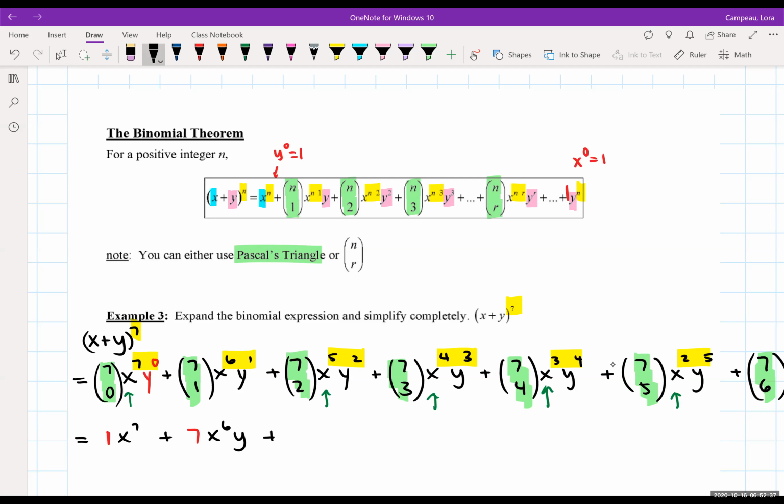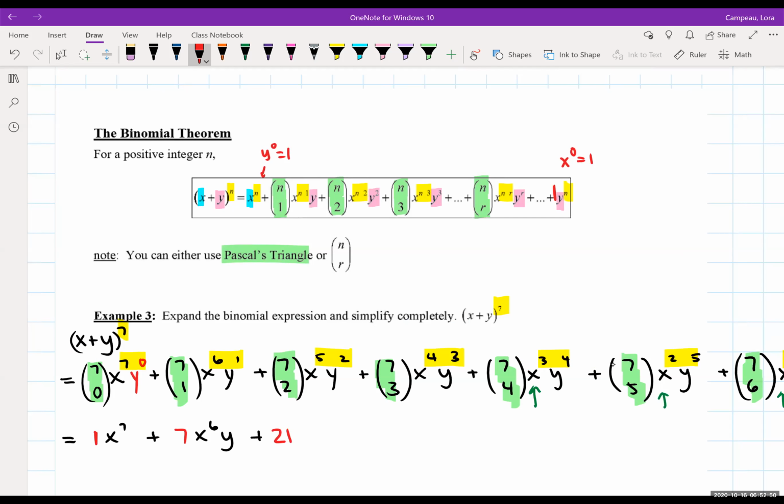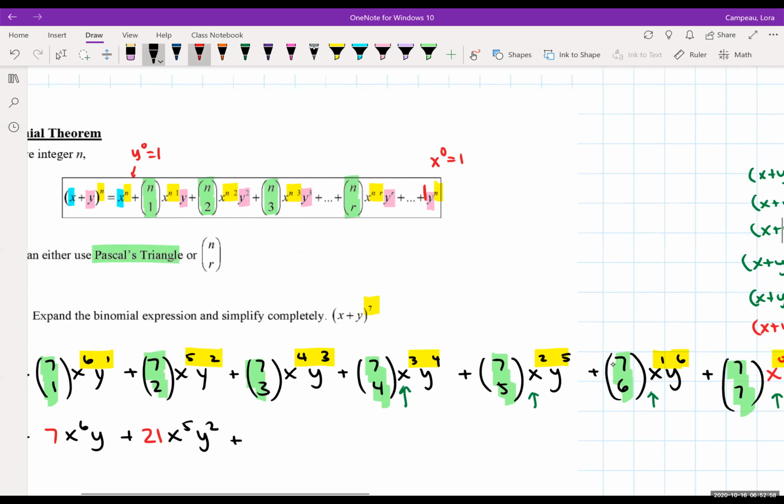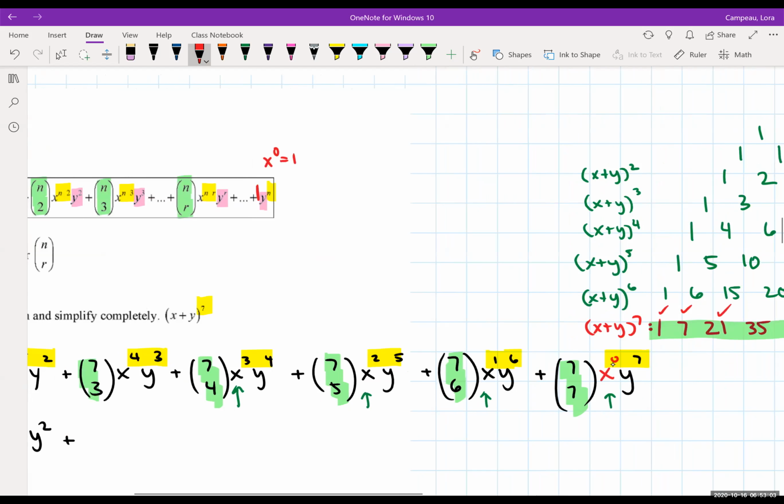7 choose 2. Let's look at that a little more closely. Go back. We've already taken care of this one. This one, we should be on 21. I like to mark them off as I go if I don't have it right by my side. x to the 5th, y squared. Moving forward, we already took care of the 21, so we are on 35 now. 7 choose 3.